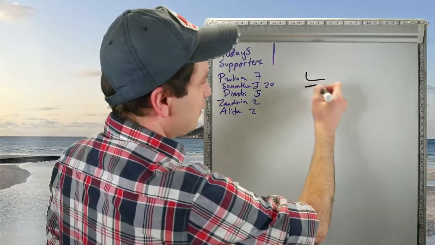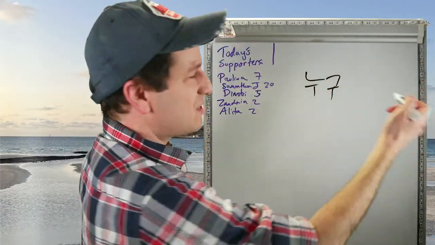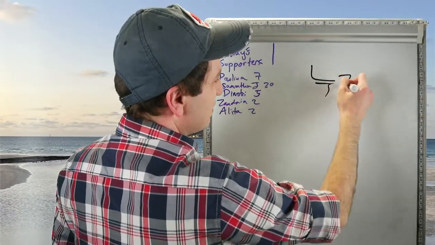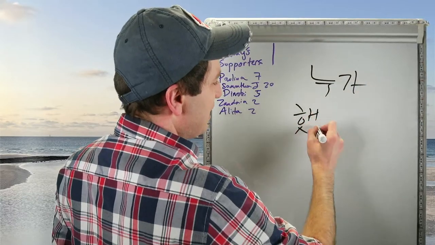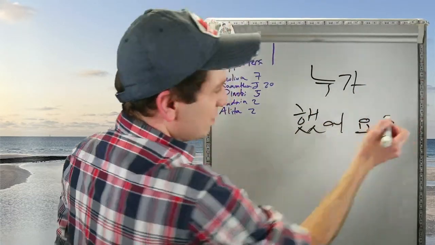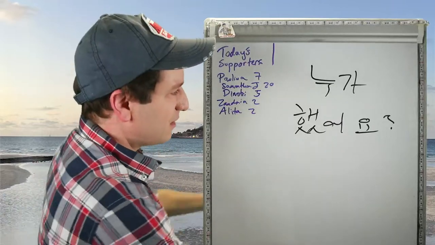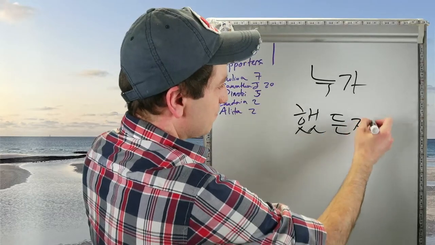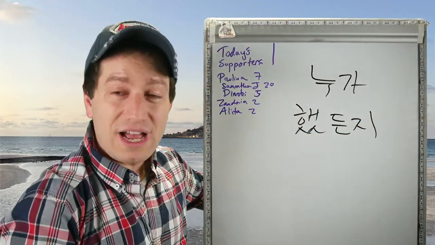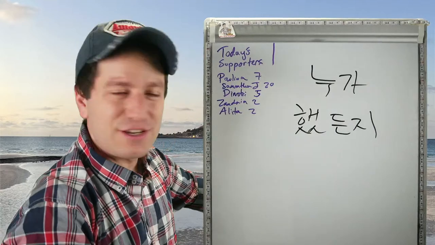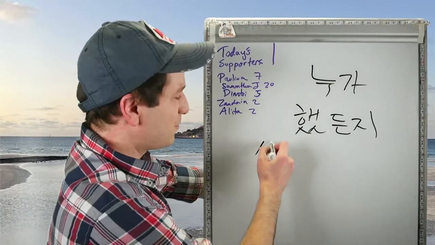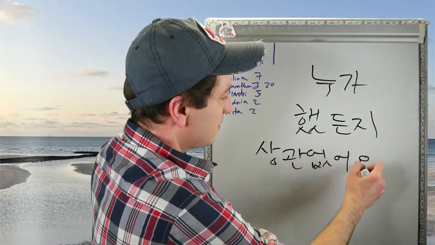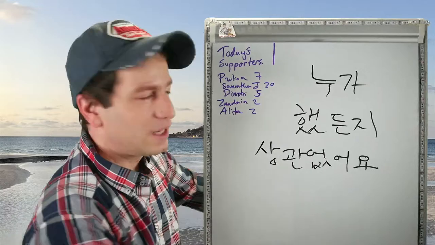Well, who would be 누구. In this case, it's who did it. So we're going to say 누구가, but there is no 누구가. It's 누가. 누가 했어요, right? 누가 했어요, who did it? Get the stem. 누가 했든지. And then you finish the sentence. 상관없어요. Or, you know, 상관없어요 is just the most common. And that's it.